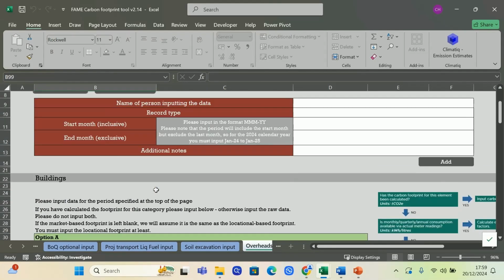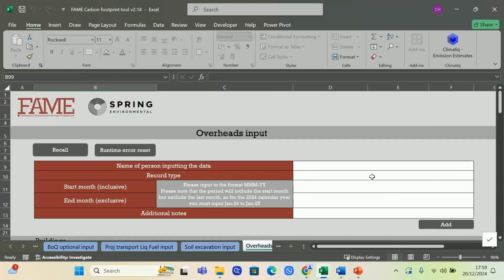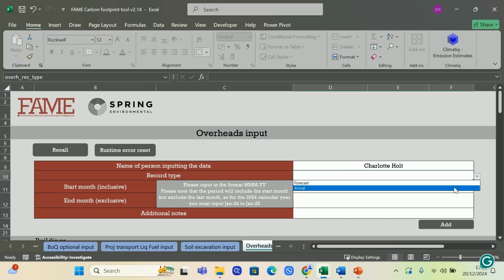So now I can just run through the input tab. Start by entering your name and then whether it's a forecast or actual. Now we note here it's a little bit different to the other tabs, as you can only enter overheads data at monthly resolution. This aligns with the monthly person days input and ensures that the allocation methodology functions correctly.